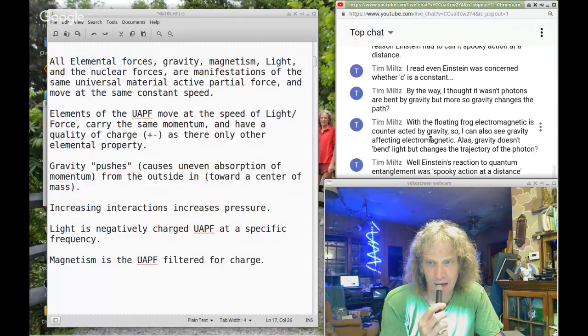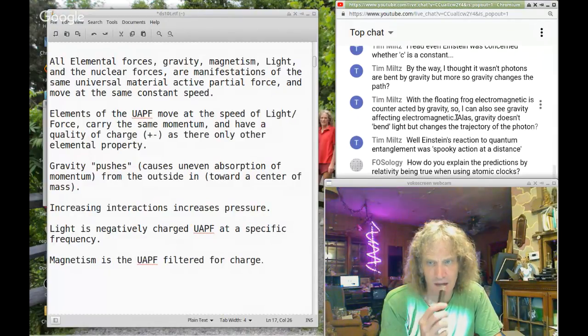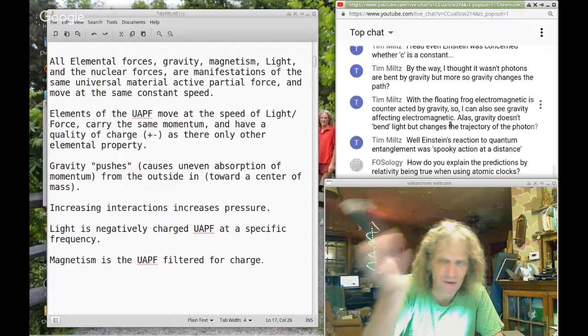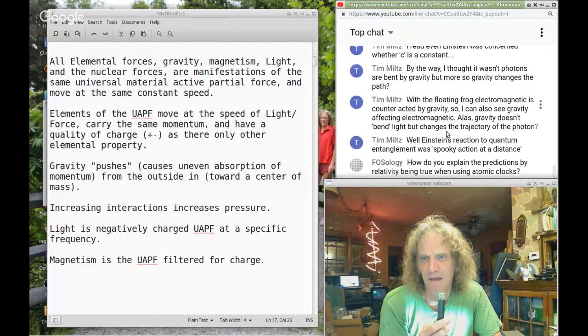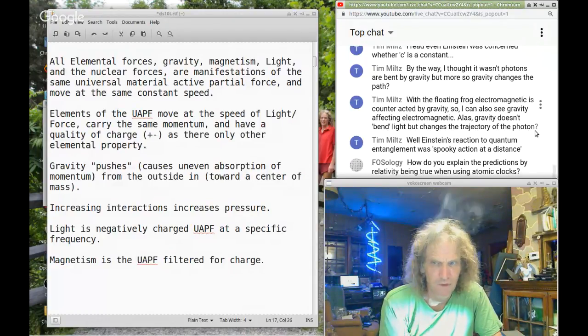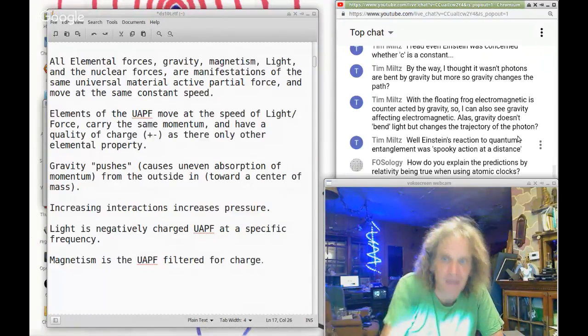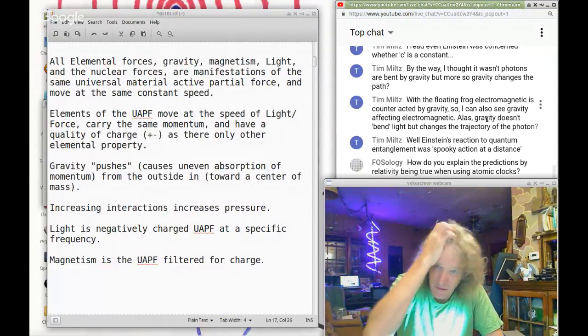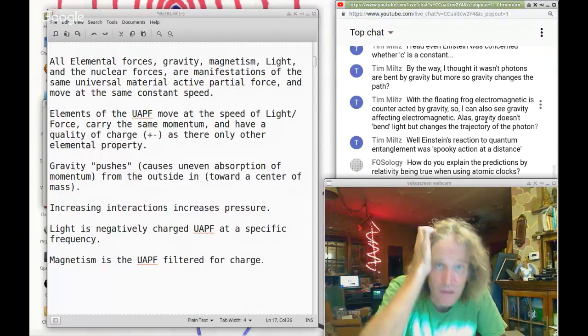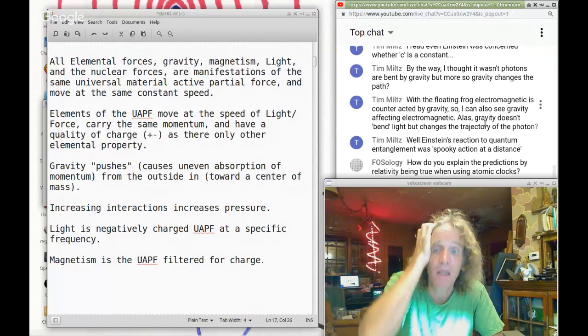Electromagnetic is counteracted by gravity. So I don't even know what you're saying. So I can see gravity affecting electromagnetic. Alas, gravity doesn't bend light, but changes the trajectory of the photon. Photons aren't bent by gravity. You can't bend a force. Can't be done. No force bends.